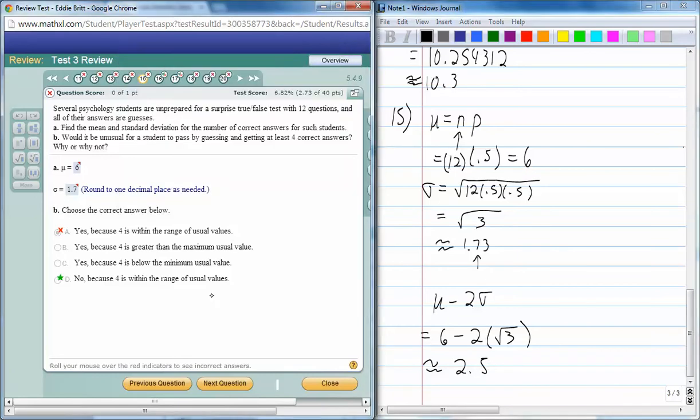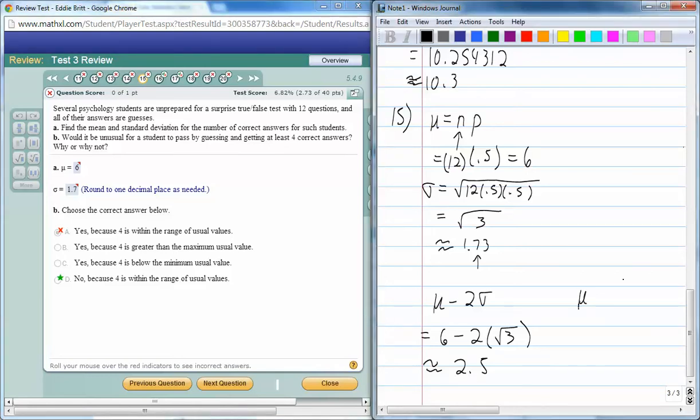So what we want to know is 4, is that less than 2.5? If it's less than 2.5, then it's unusual. If it's greater than 2.5 but less than the max, which I didn't do because I noticed that 4 was a small number, then it is usual. And so I might as well just do the max, even though you could probably get away with not doing it. And to do that, it's going to be 6 plus 2 times the square root of 3.